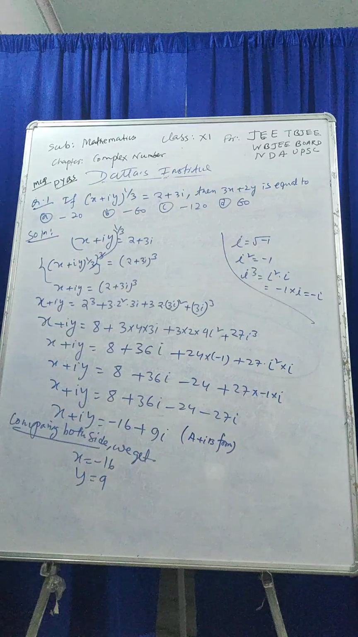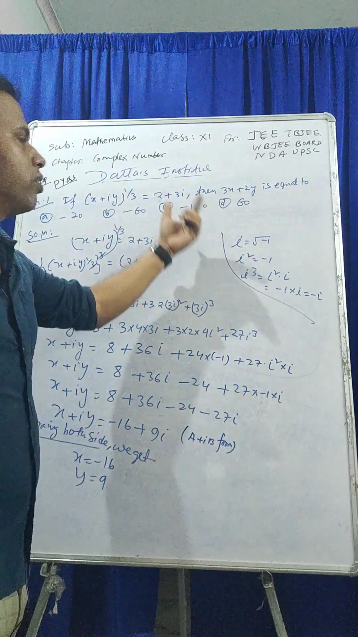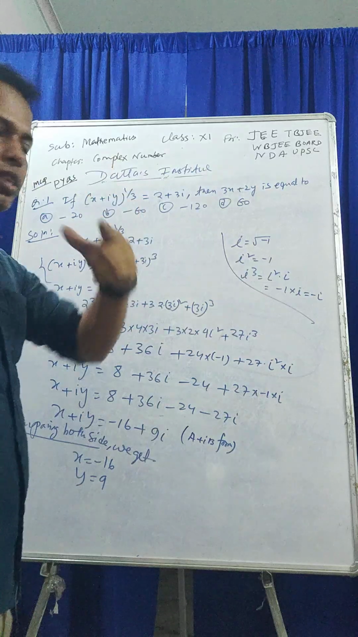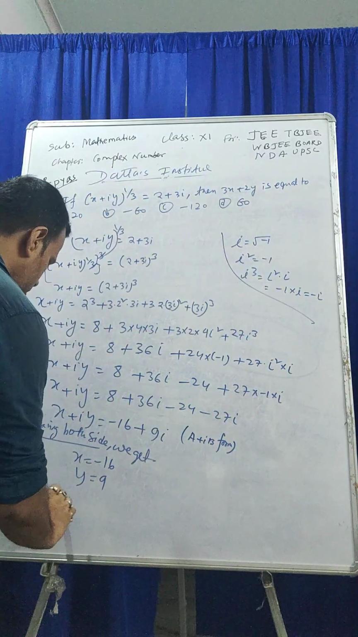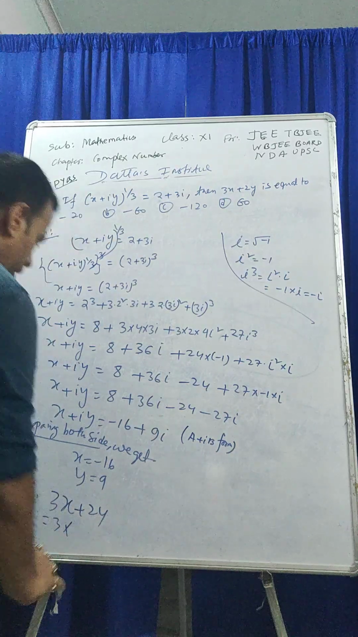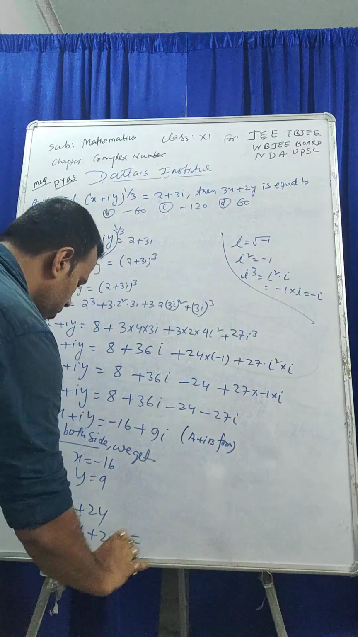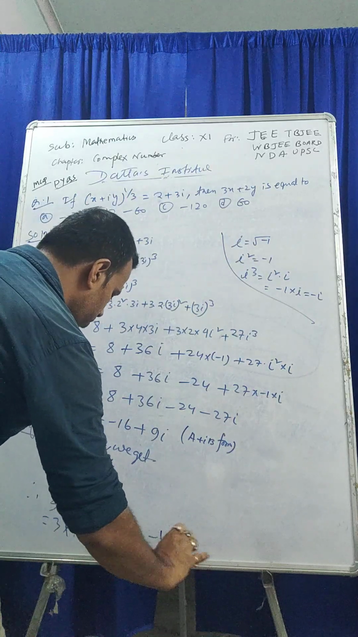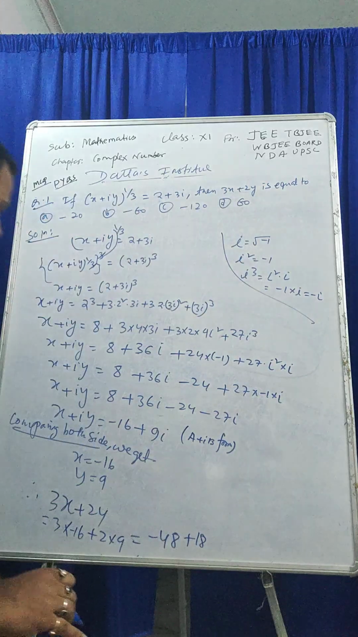Now in the question they ask us to find out the value of 3x plus 2y, right? So therefore 3x plus 2y is equal to 3 into x, which is minus 16, plus 2 into 9, is equal to minus 48 plus 18.